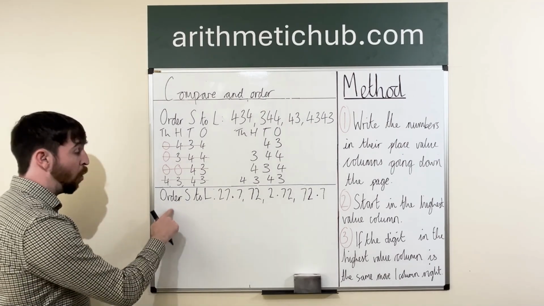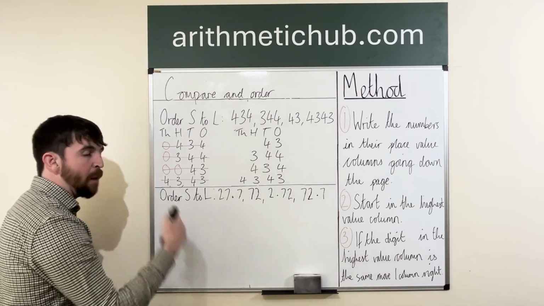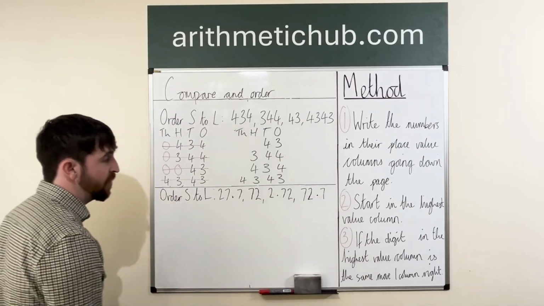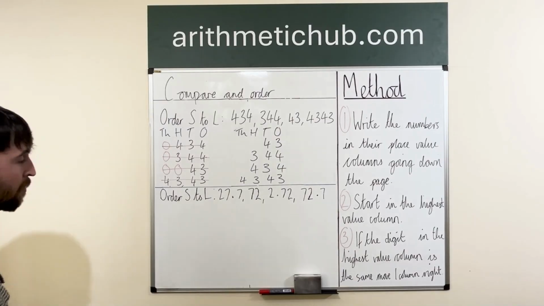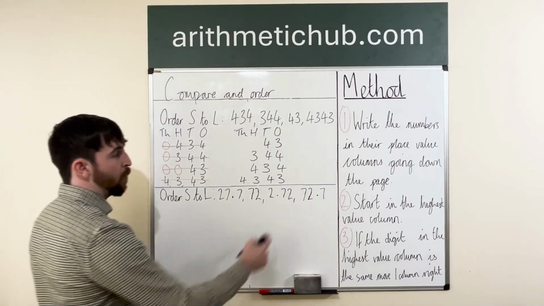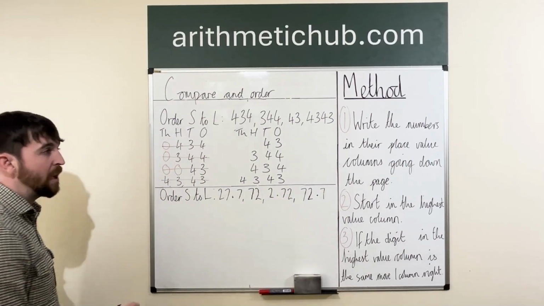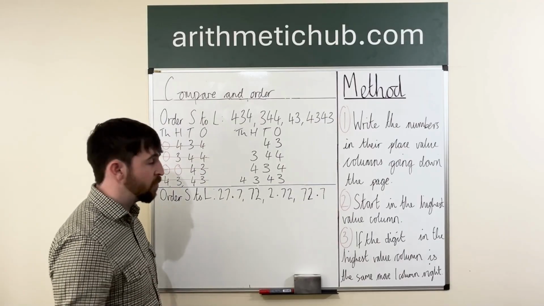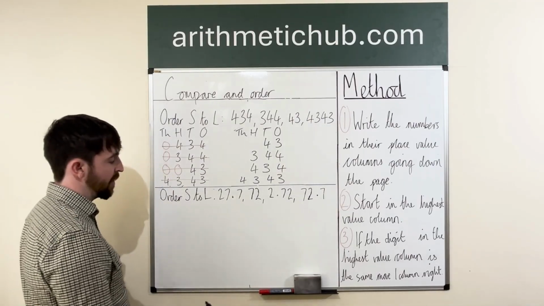Right, ordering smallest to largest, now we've got decimals in. And this is where it becomes even more important that we write our place value columns going down the page, okay? So we're going to follow exactly the same method. Write the numbers in their place value columns going down the page. But before we do that, we need to understand what the place value of each of these is, don't we?